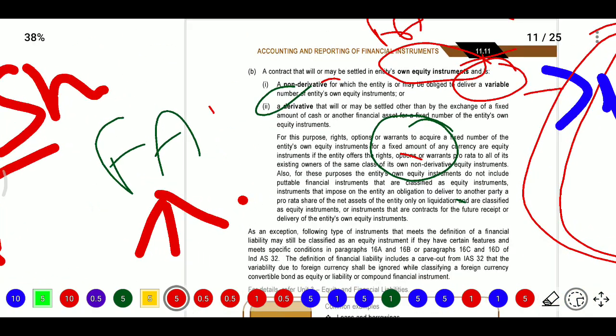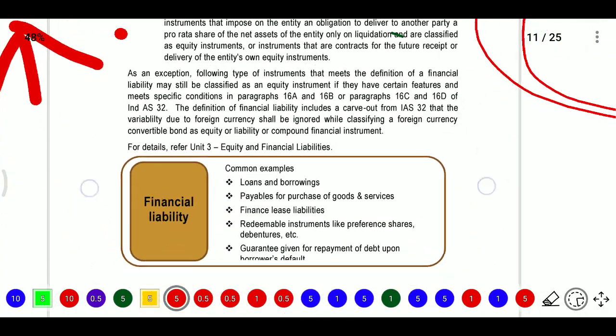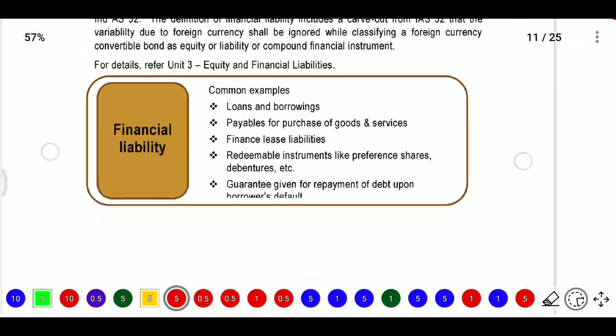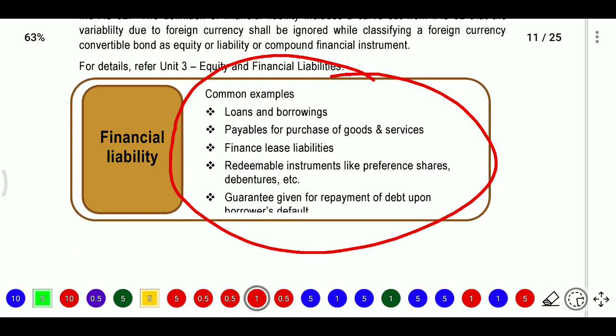So we have financial liability and equity. We will discuss it later after completing these financial liability cases. As exceptions, following types of instruments, they provided some common examples of financial liability. So financial liabilities will include loans and borrowings. If you want money from the bank, you get a loan and you are borrowing from the bank. And payables for purchase of goods and services. If you purchase goods or services, you need to pay, so that will be a financial liability.